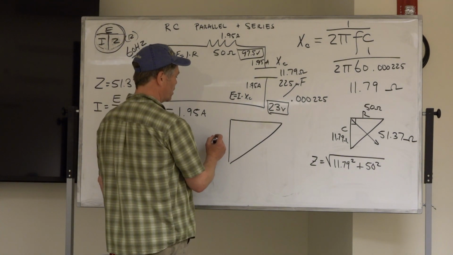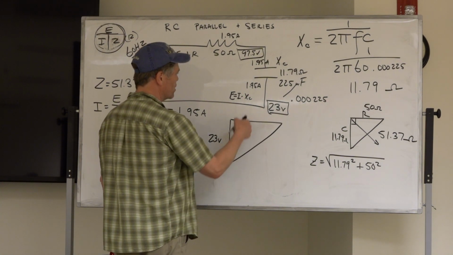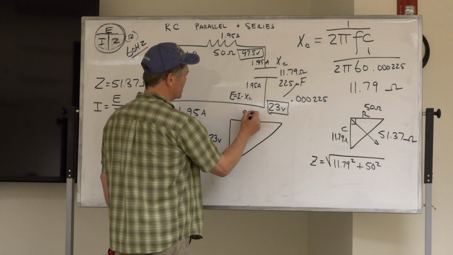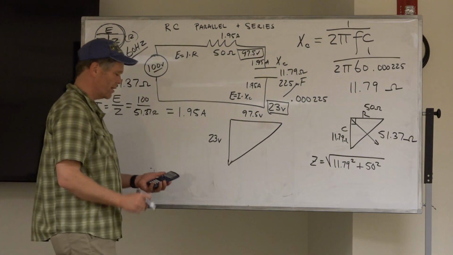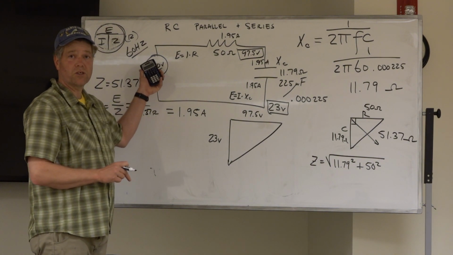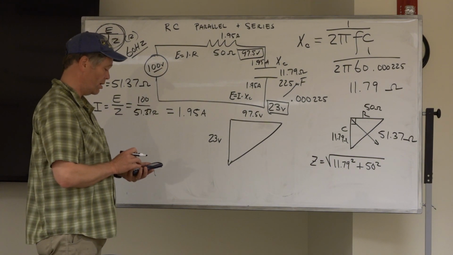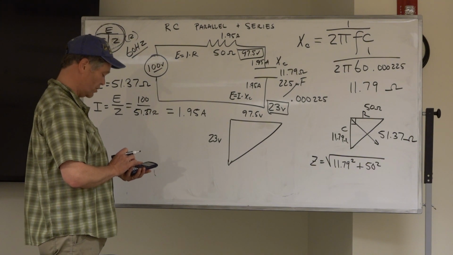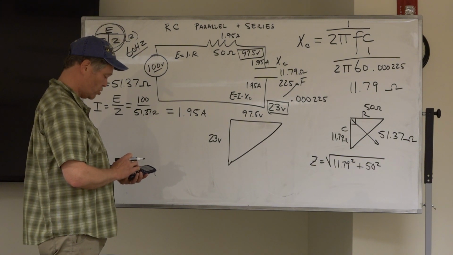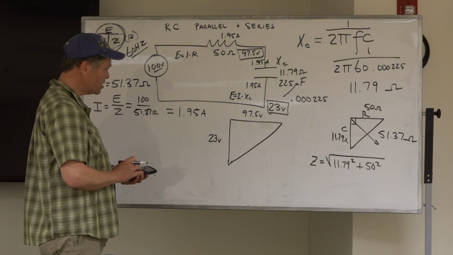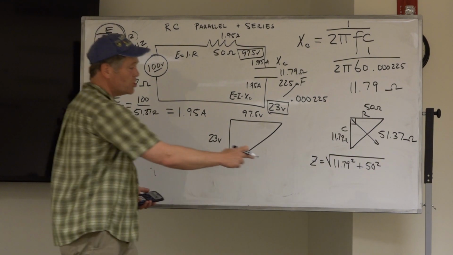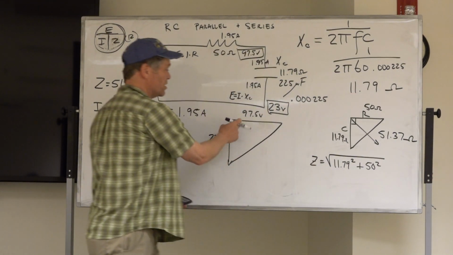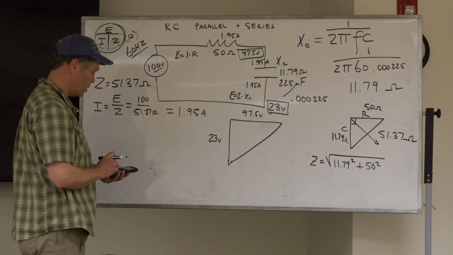So my voltage at the capacitor is 23 volts. My voltage at the inductor is 97.5 volts. What is my hypotenuse likely to be? Well, hopefully it's something close to 100, plus or minus a rounding error, right? So let's say 23 squared plus 97.5 squared. I'm just doing this formula, but I'm using these numbers rather than drawing more stuff on the board.